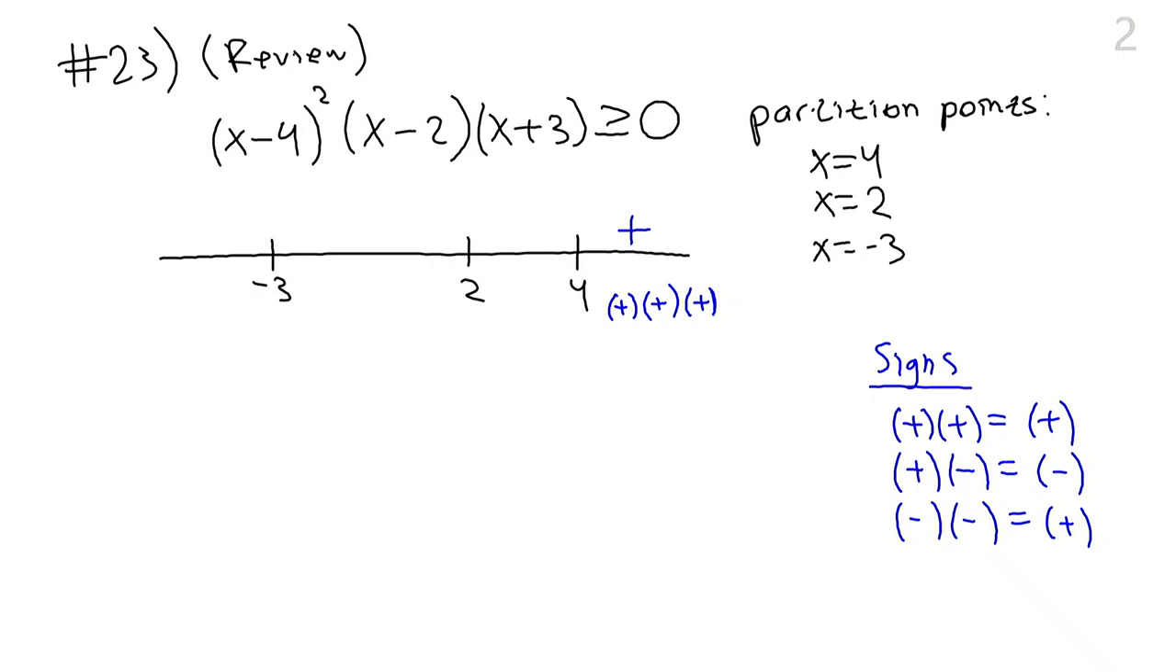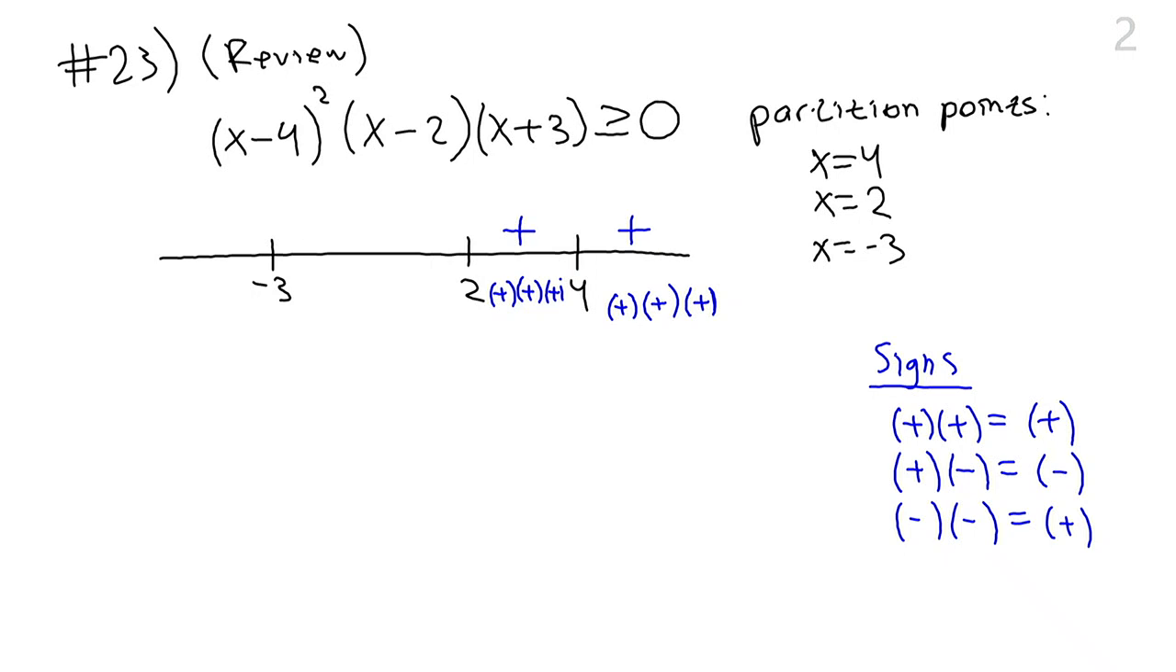Next, I look at everything from 2 to 4. The first factor is still going to be positive because it's squared. X minus 4 squared, no matter what, is going to be positive. You can actually do this without including 4 as one of your partition points, but it's still best to include it just in case. Something from 2 to 4, if I plug into the second factor, is still going to be positive, and also for the third factor. So this is still positive.